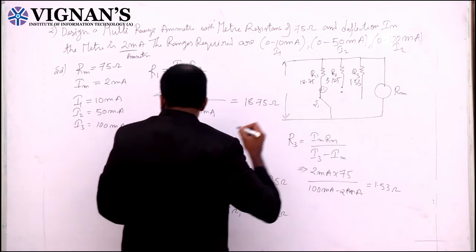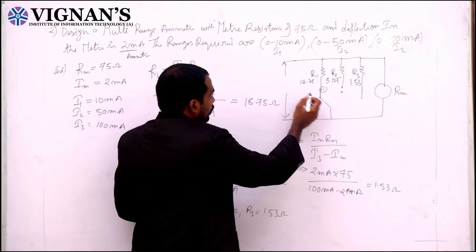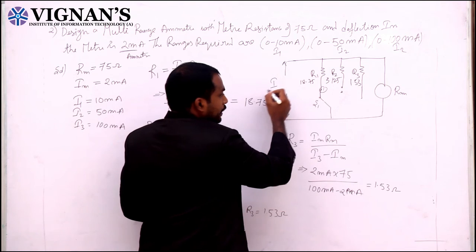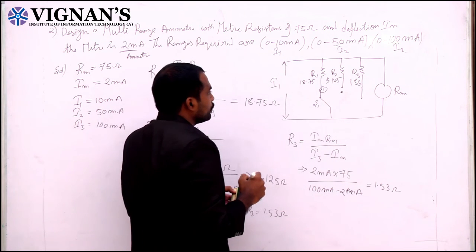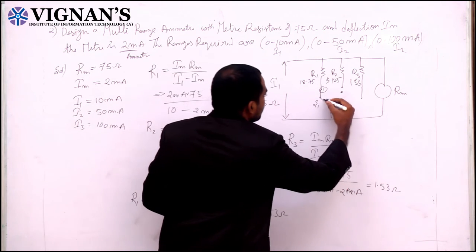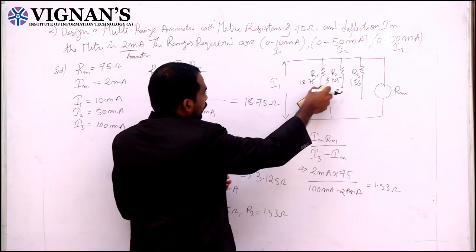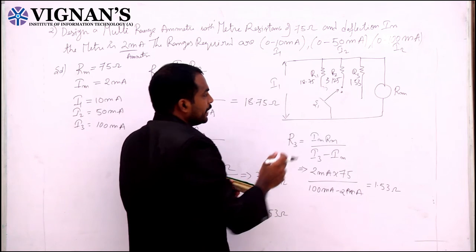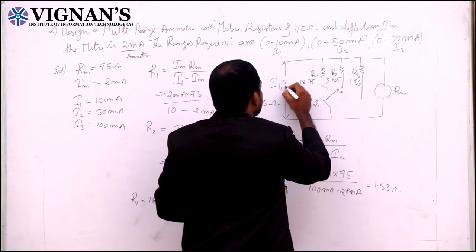Your S1 is switched like this. So when S1 is switched like this, what is the value of current it can measure? It can measure a current range of 0 to 10 milliamps. Similarly, if S1 is shifted to position 2, then what can it measure? It can measure a current of around 0 to 50 milliamps.